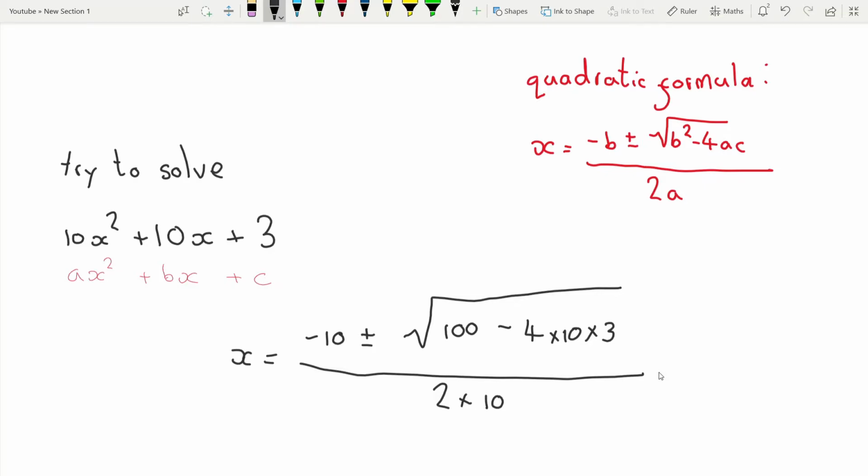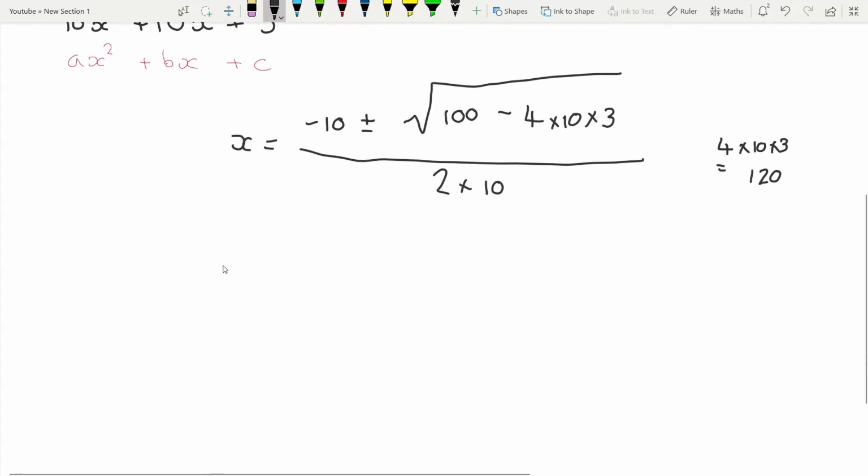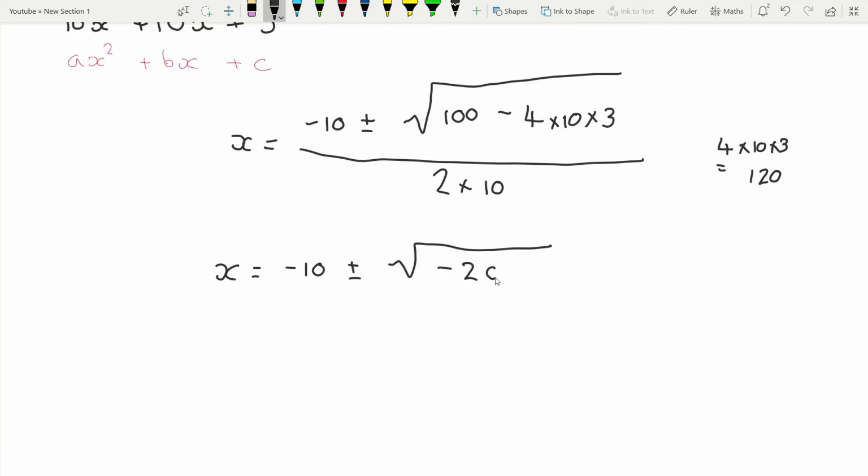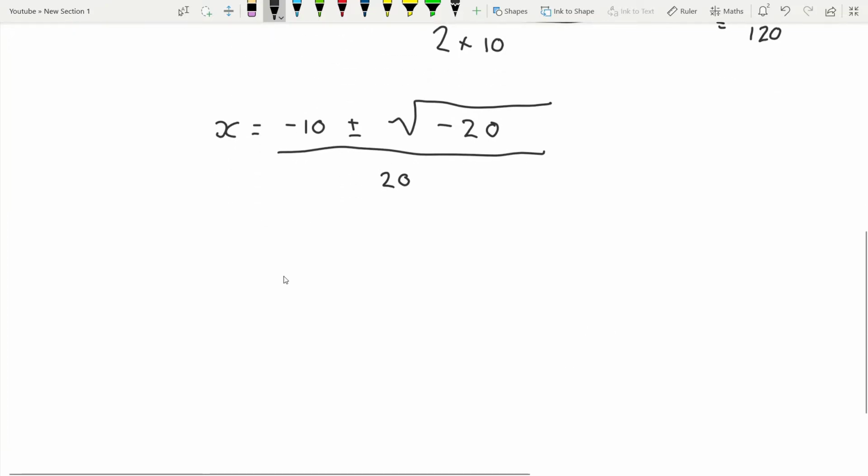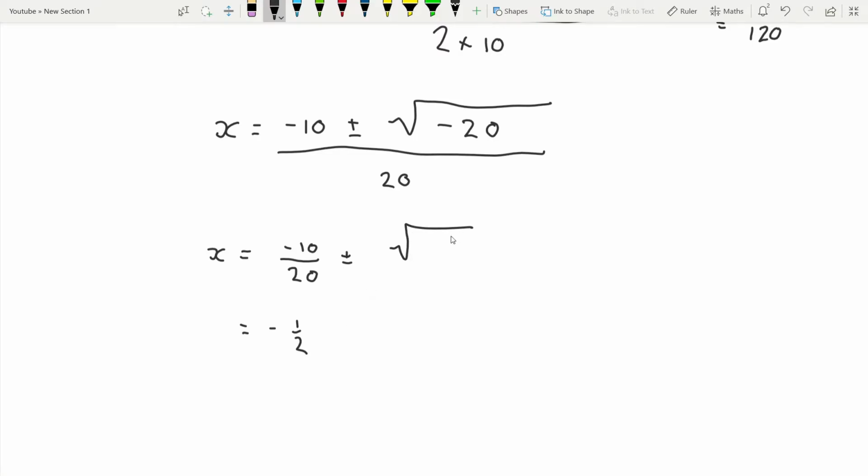Four times 10 times 3 equals 120. So x equals minus 10 plus or minus the square root of minus 20, all divided by 20. So x equals minus 10 over 20, which is minus a half. Then plus or minus the square root of minus 20 over 20.